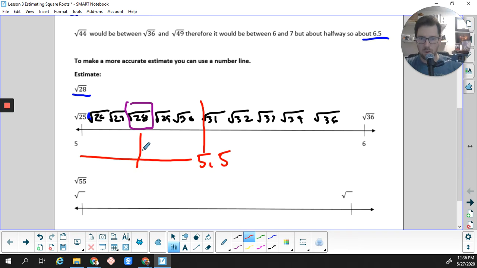So half of 5.5 would be 2.5. Oh, sorry. 5.25. So that's going to be my estimate. I'm going to go with that. I'm going to estimate to 2 decimal spots. 5.25 is the square root of 28.